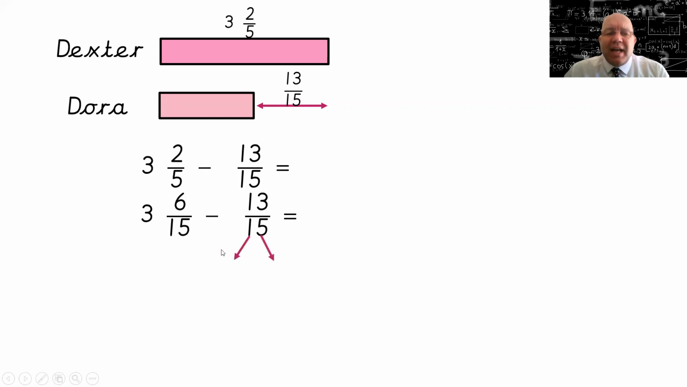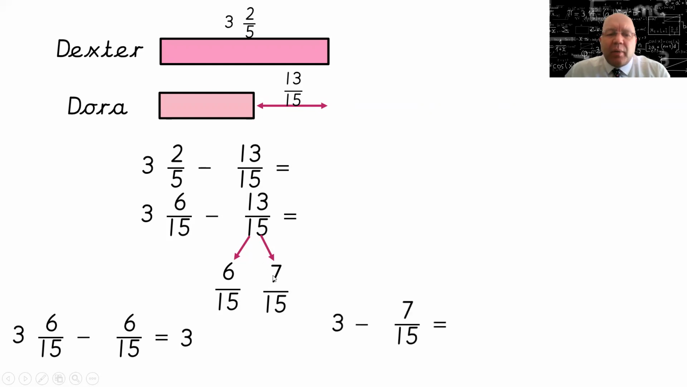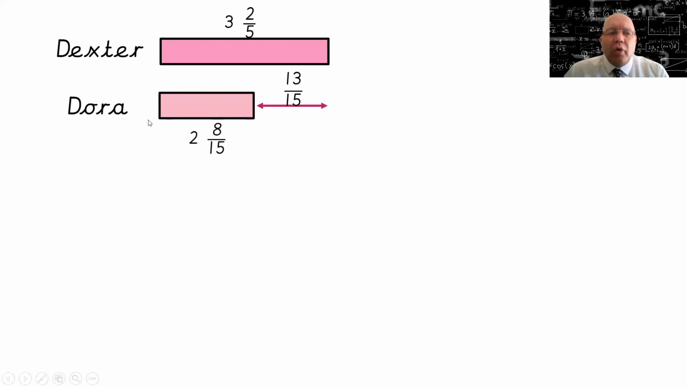We'll take away 6 just to tidy that up, and then we're left with another 7 to take away. So 3 6/15 take away the 6/15 leaves us with 3 whole ones. And then the 3 whole ones take away 7/15 leaves us with 2 8/15. Okay, so Dora watches 2 8/15 hours of television over the whole weekend.